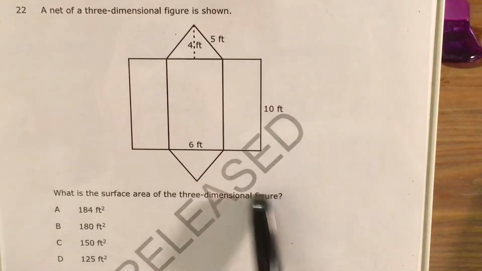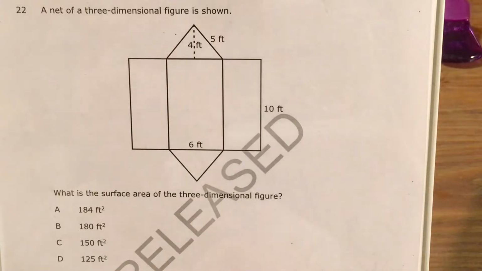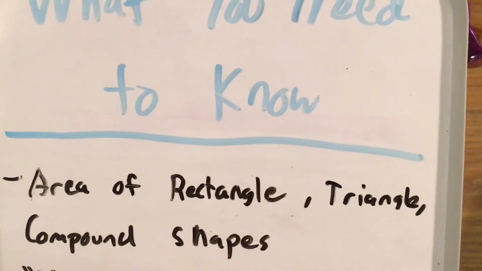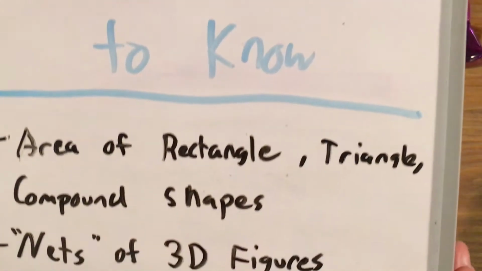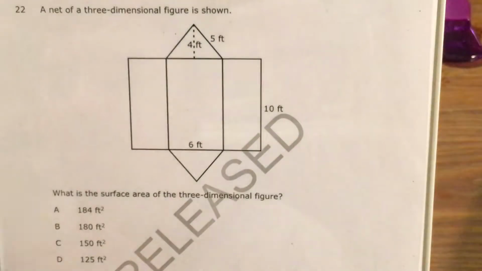Now, the surface area of the three-dimensional figure is just the total area of this net. So that's not going to be quite as horrific as it may seem. But in order to do really well in a question like this, we'll need to know how to find the area of a rectangle and of a triangle and of compound shapes, and we'll also need to know about properties of these nets of these 3D figures.